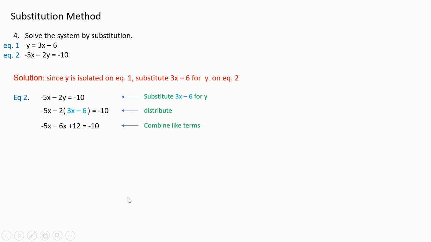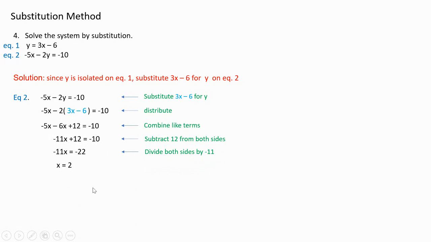Now we're going to combine like terms. These two are considered like terms. So negative 11x plus 12 equals negative 10. Now this is just simple algebra. I'm going to subtract 12 from both sides, and we get negative 11x equals negative 22, because negative 10 minus 12 gives us negative 22. Now we divide by negative 11. So we know that x equals 2.